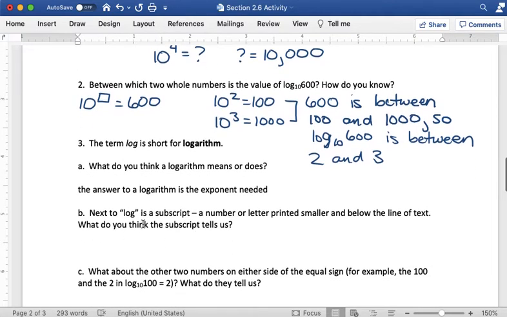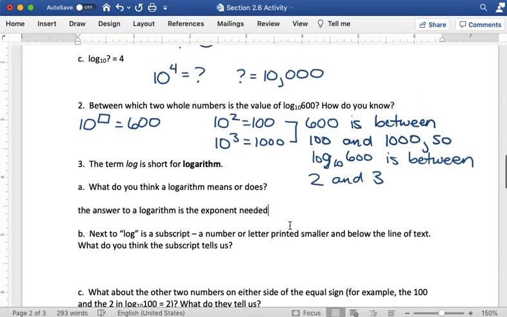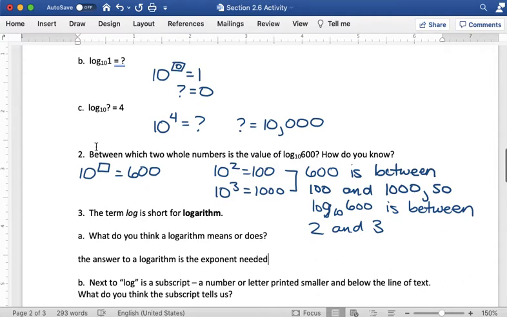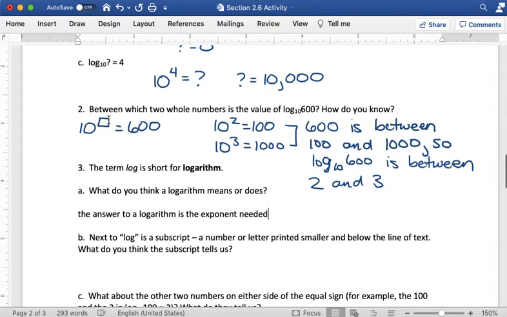Question B says next to log is a subscript, the number or letter printed smaller and below the line of text. So this 10 here is a subscript. Superscript is above in the exponent position, subscript is below. What do you think the subscript tells us? So the subscript tells us the base, or the number that the exponent goes on.